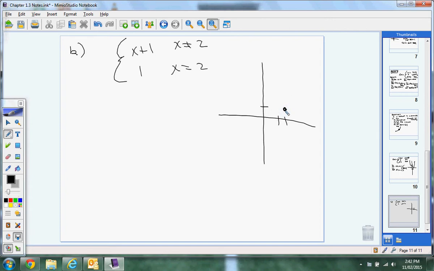This one is going to be everything x plus 1 except for 2. So x plus 1 starts here. It's going to go up 1, over 1. Up 1, over 1, but I can't do this one, so it's going to be open right here, and then it just keeps going. These two are directly above each other. I know my picture's a little off. That's kind of what the picture looks like.